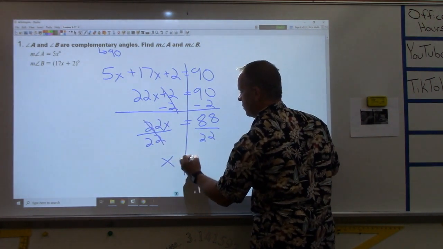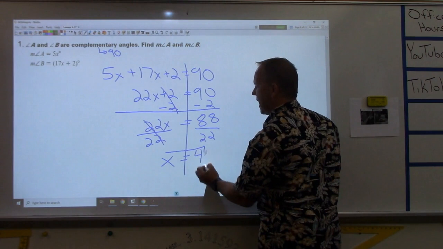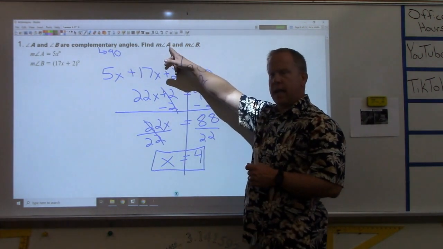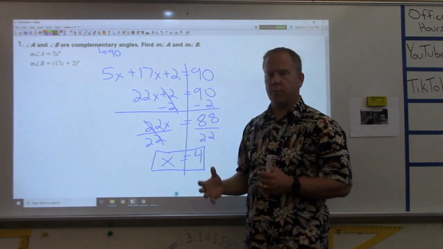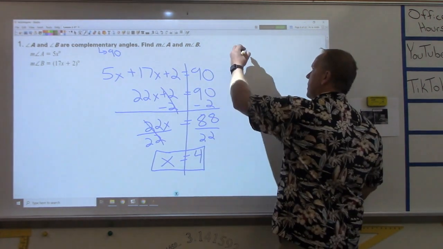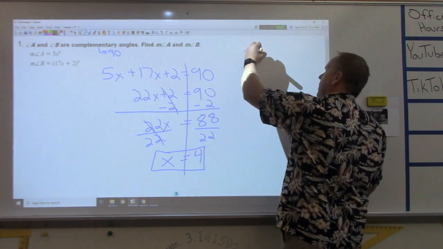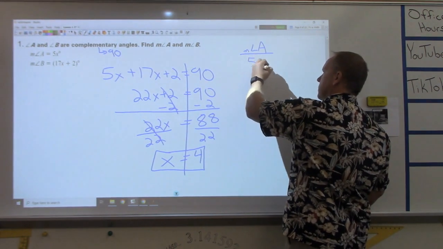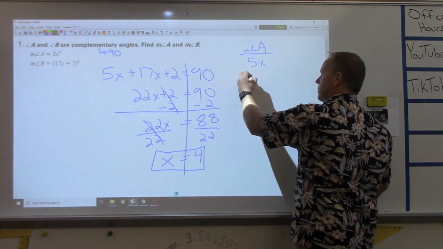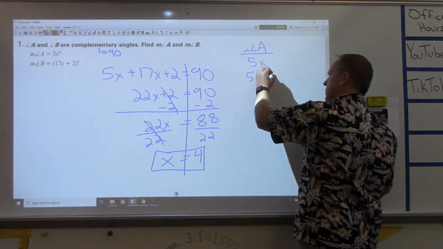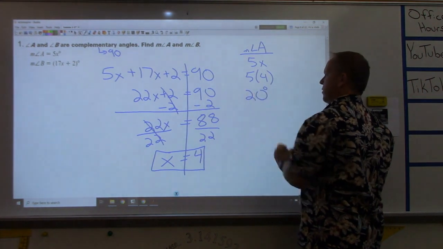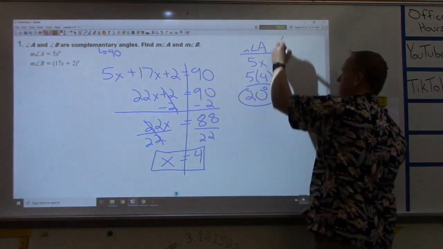X equals 4. That is not your answer. They said find the measure of angle A and the measure of angle B. So simply plug it in. Okay? The measure of angle A over there was 5x. X is 4. 5 times 4 is 20 degrees. Angle A is 20 degrees.